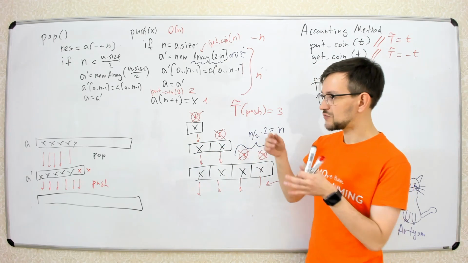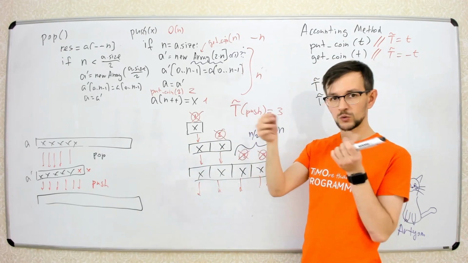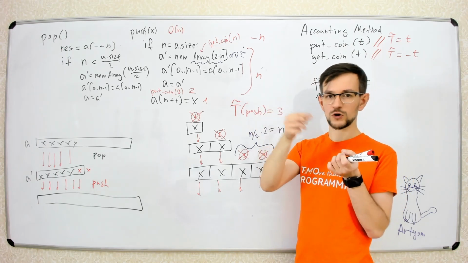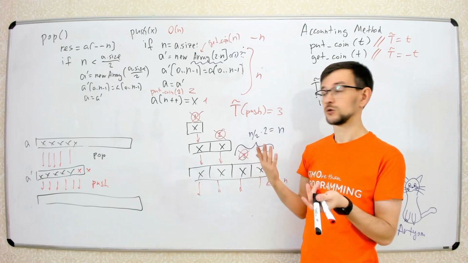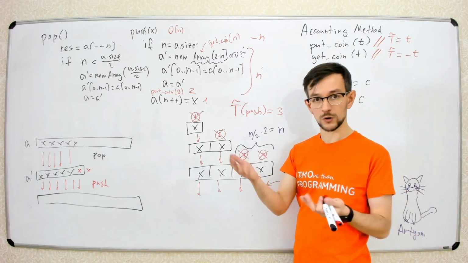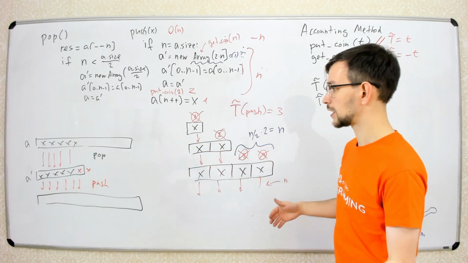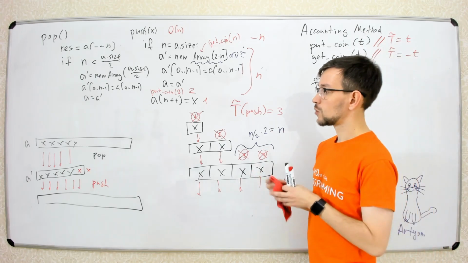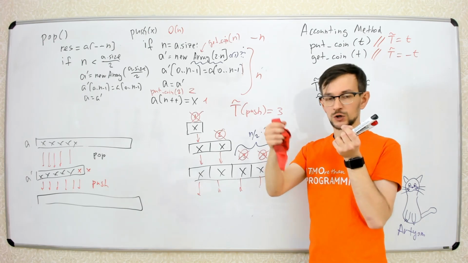So if the number of elements is about this point when you need to change the size of the array, then each push or pop will cost you n operations. So the amortized cost will not be constant, because all operations cost you n operations. So what do we need to do?